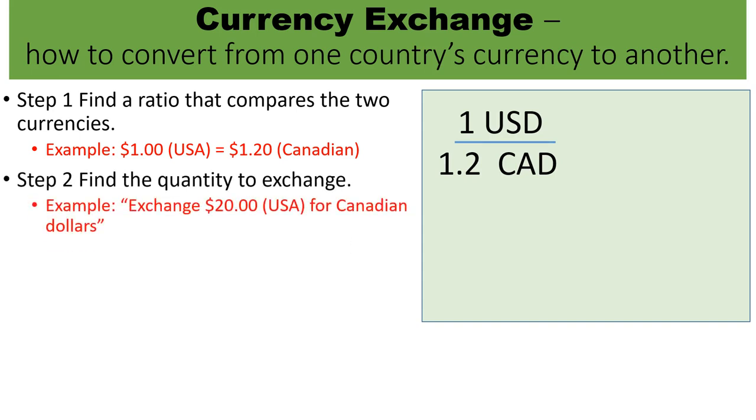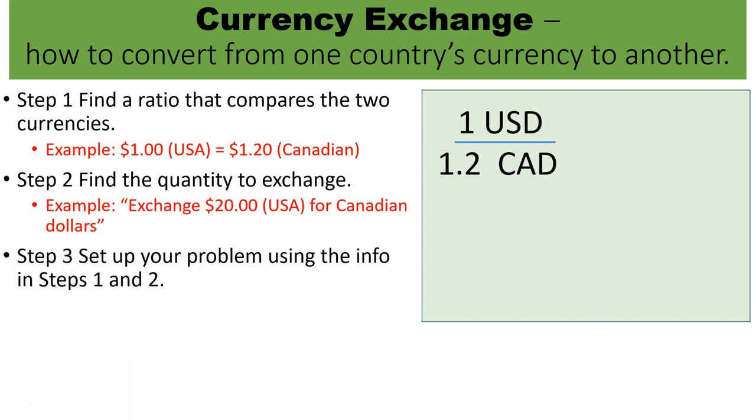Step 2, I've got to figure out what I'm changing. So if the problem says I've got to exchange $20 American for Canadian dollars, that's what I'm looking to do. So I'm going to set up a problem. It's going to be a basic sort of algebra situation. I'm going to keep the US dollars both on the top, Canadian dollars both on the bottom. So I'm going to keep my ratio of 1 US dollar for 1.2 Canadian dollars. I have 20 US dollars over here on the right, and I'm just going to calculate for X.